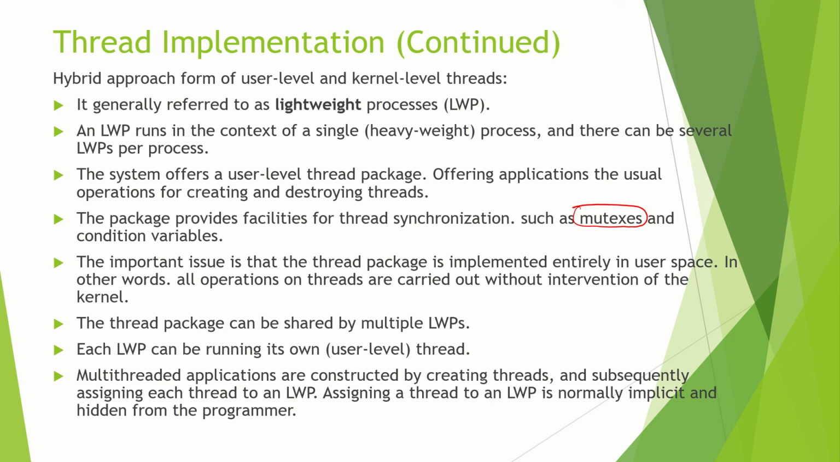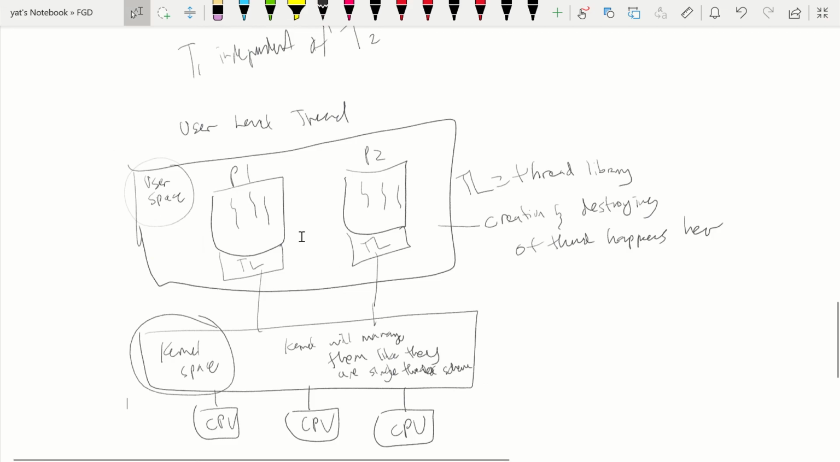Mutex is the short form of mutual exclusion, a single locking mechanism. The important issue is that the thread package is implemented entirely in user space. In other words, all operations on threads are carried out without intervention of the kernel. So you do all your work in user space.